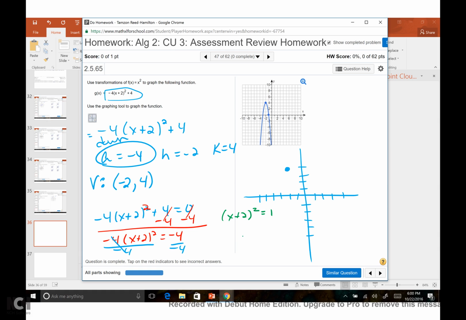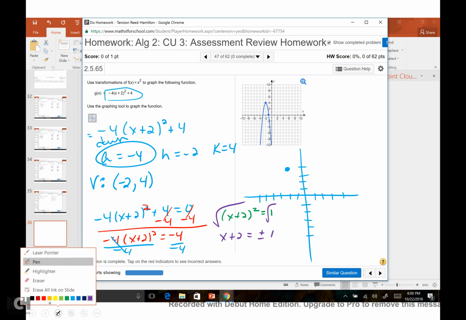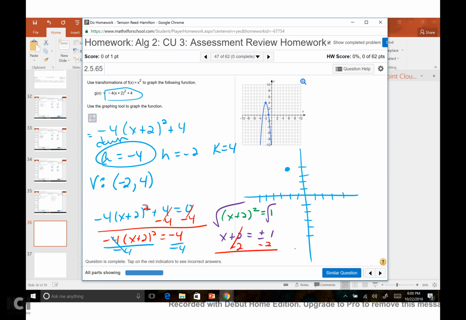equals 1. Now we're going to square root both sides, and I get x plus 2 equals plus or minus 1. So now when I minus 2, I get x equals negative 2 plus 1, and x equals negative 2 minus 1. This is going to be negative 1, this is going to be negative 3. So I know it crosses the x-axis at negative 1 and at negative 3. And that's enough to graph. Okay? But the ordered pair thing works too.